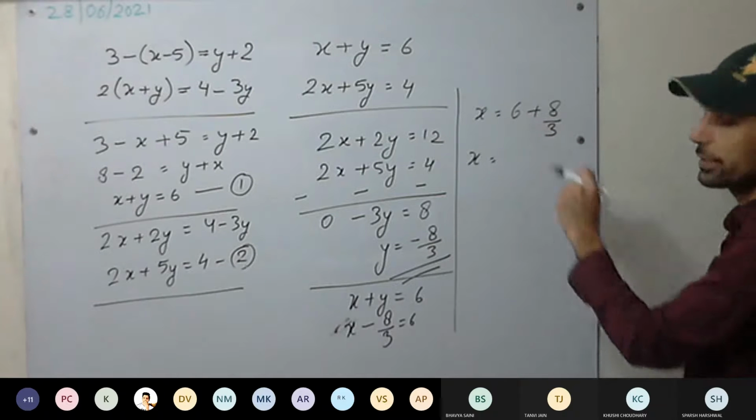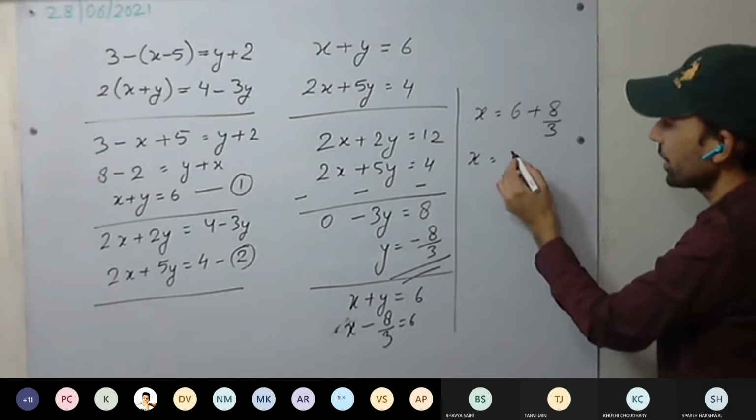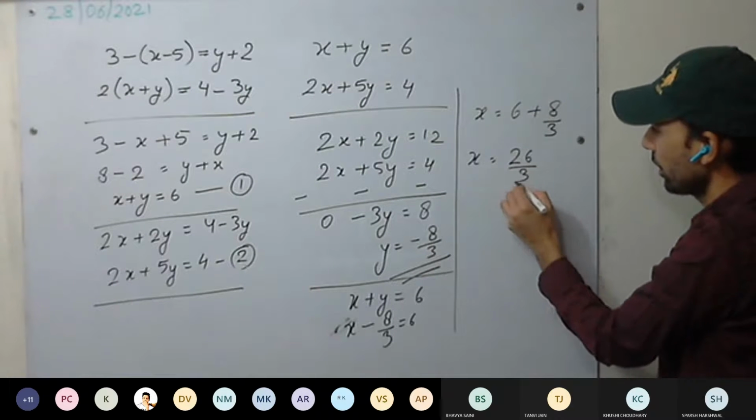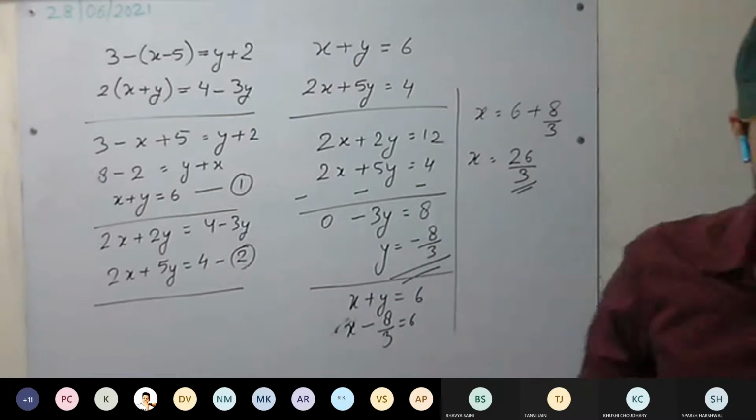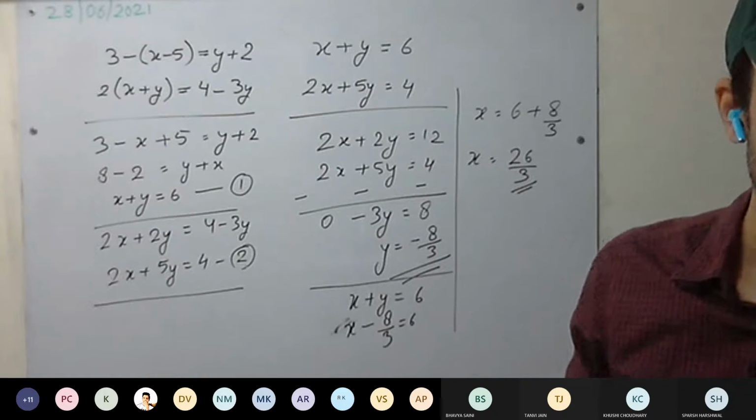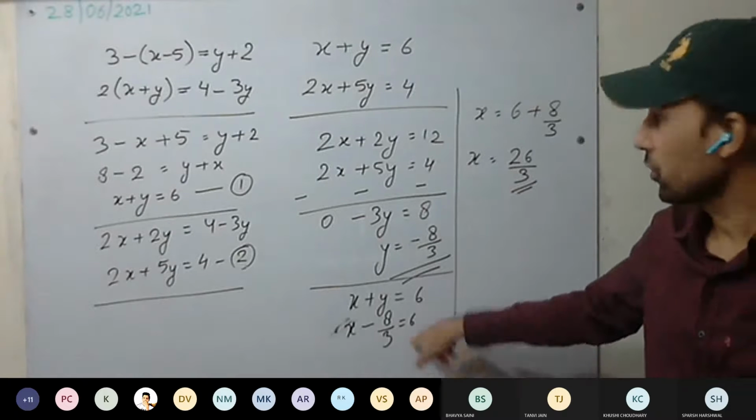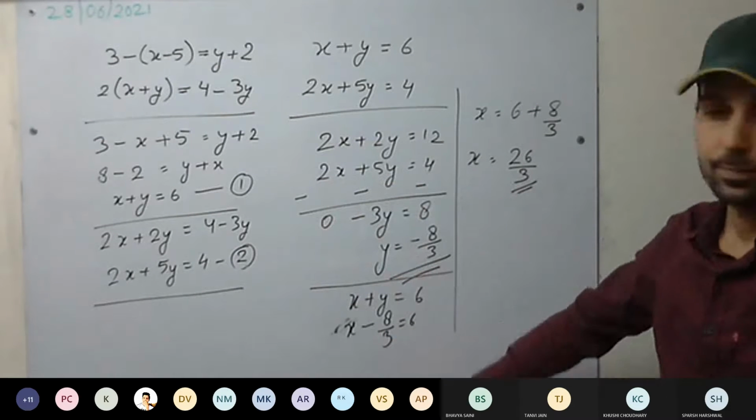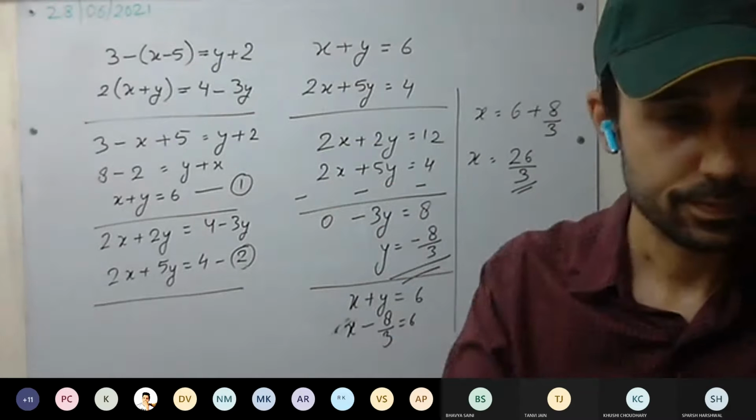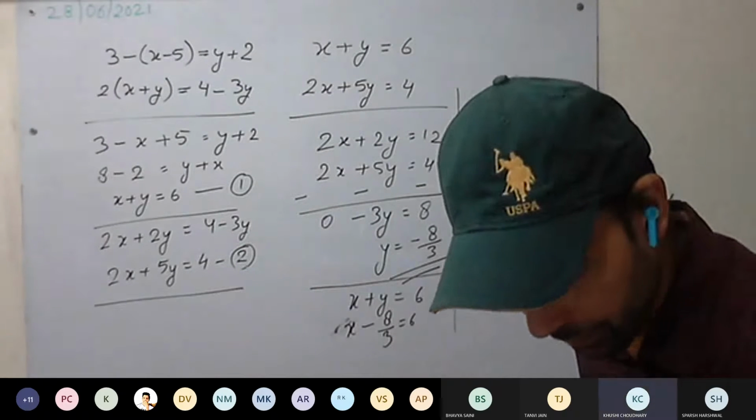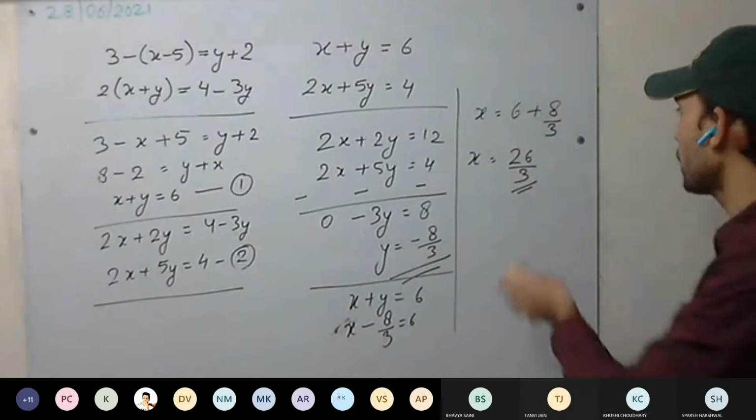X equal to 3 sixes are 18. 18 plus 8, how much? 26 upon 3. This you'll be getting. Okay, now figure out where you have made the mistake. Have you got your mistake? Yes, sir. Okay, any more doubts, anyone?